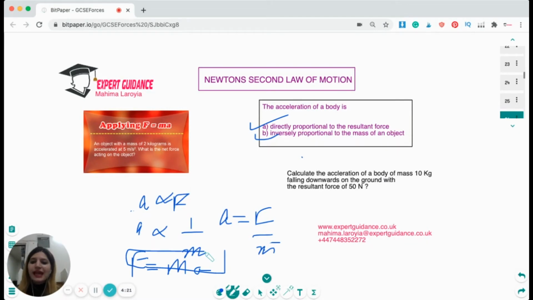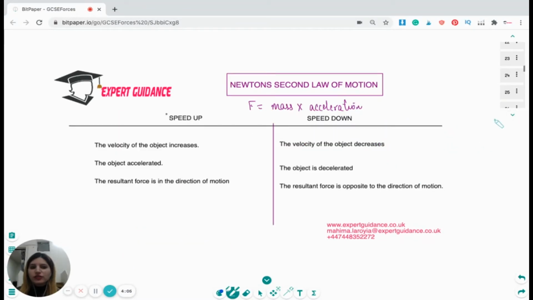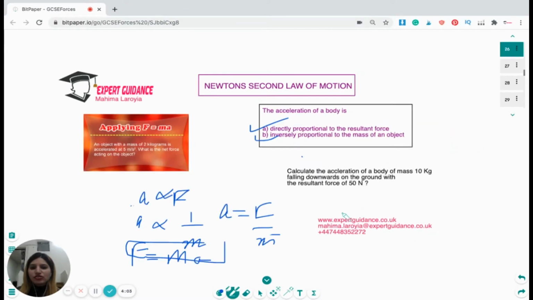And in the exam, they can ask you to work out force, mass, or acceleration by giving you any two of the quantities. Okay, so we can take an example. Calculate the acceleration of a body of mass 10 kg falling downwards with a force of 50 newtons. We can use the formula that acceleration is force over mass, and my force is 50 newtons and my mass is 10 kg. So my acceleration will come to 5 meters per second squared.